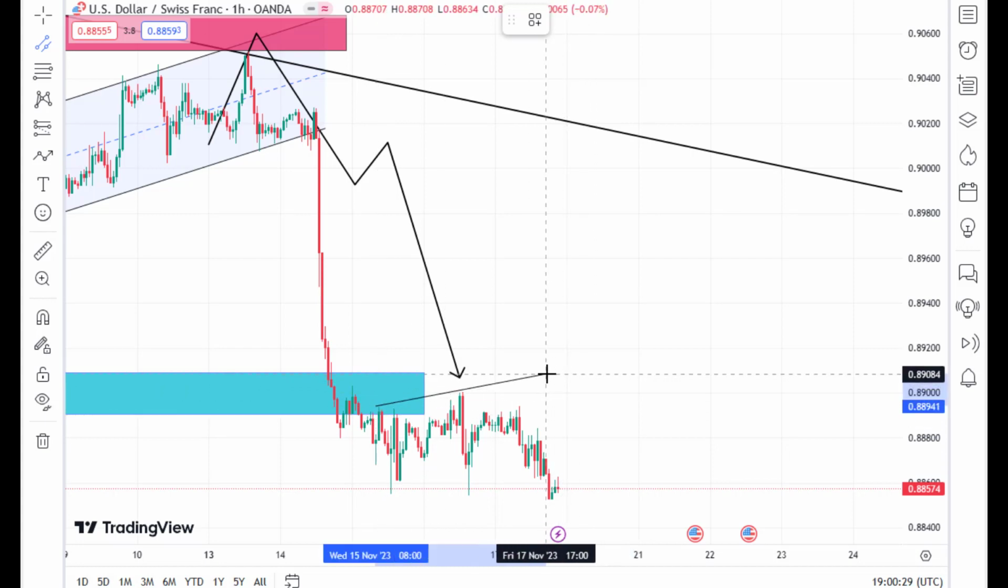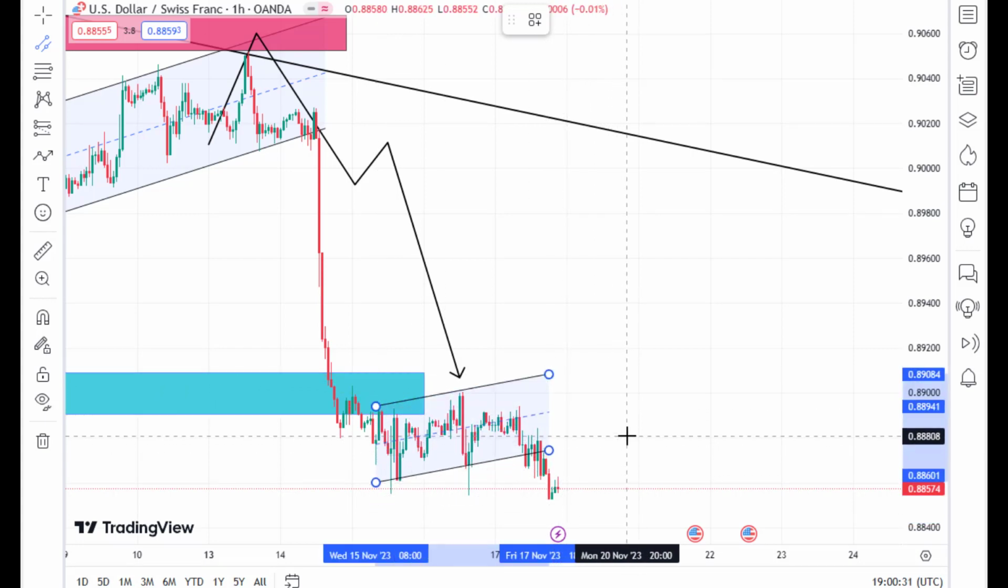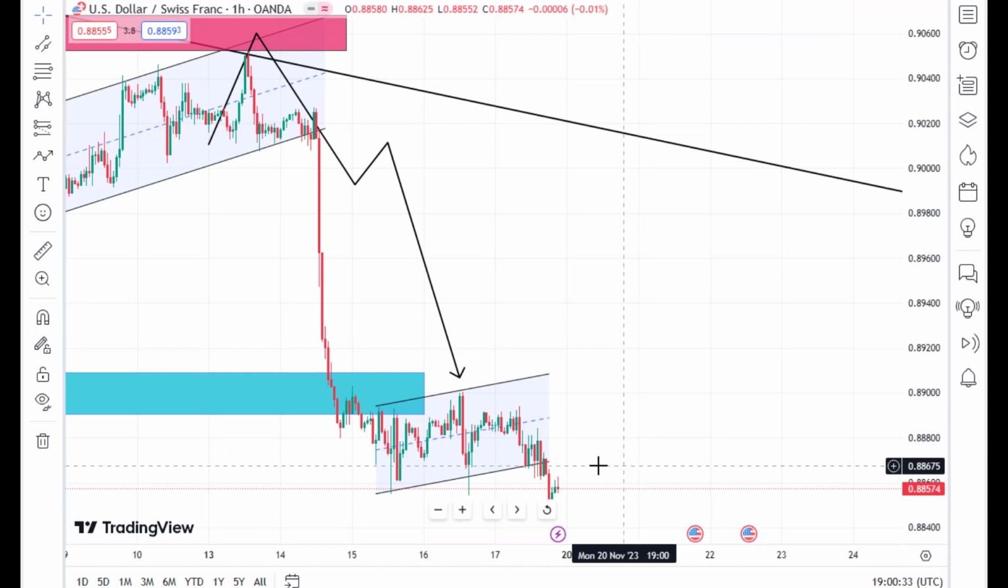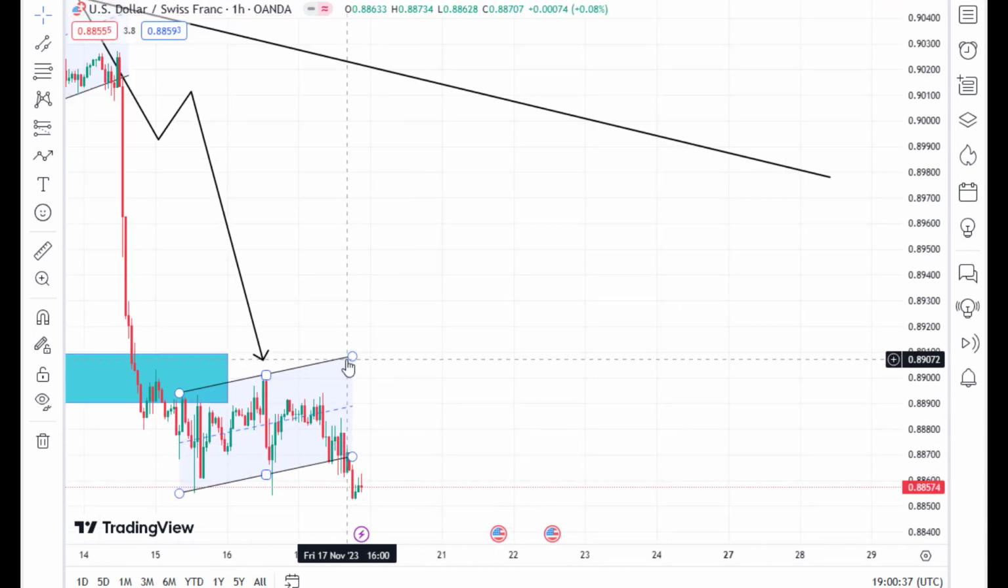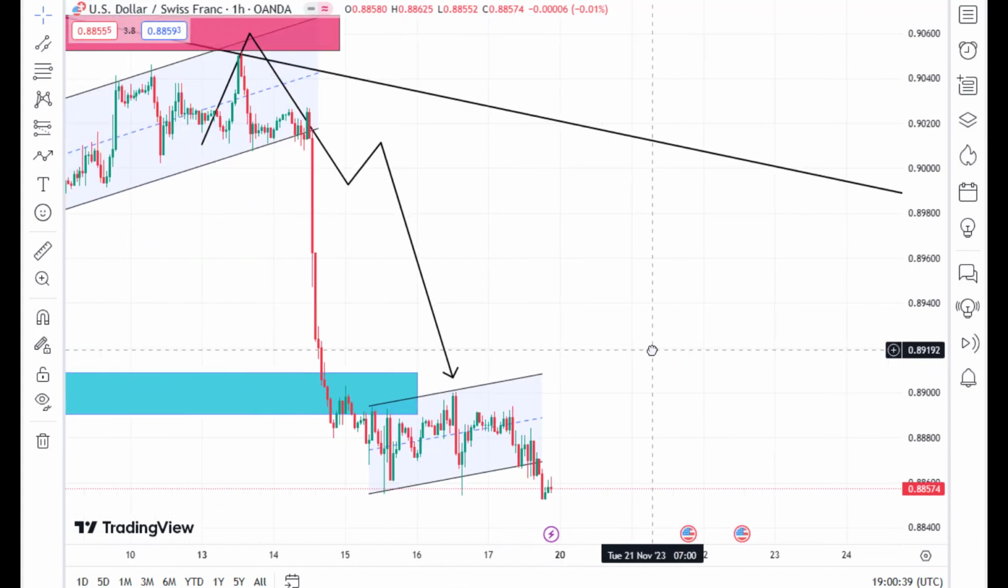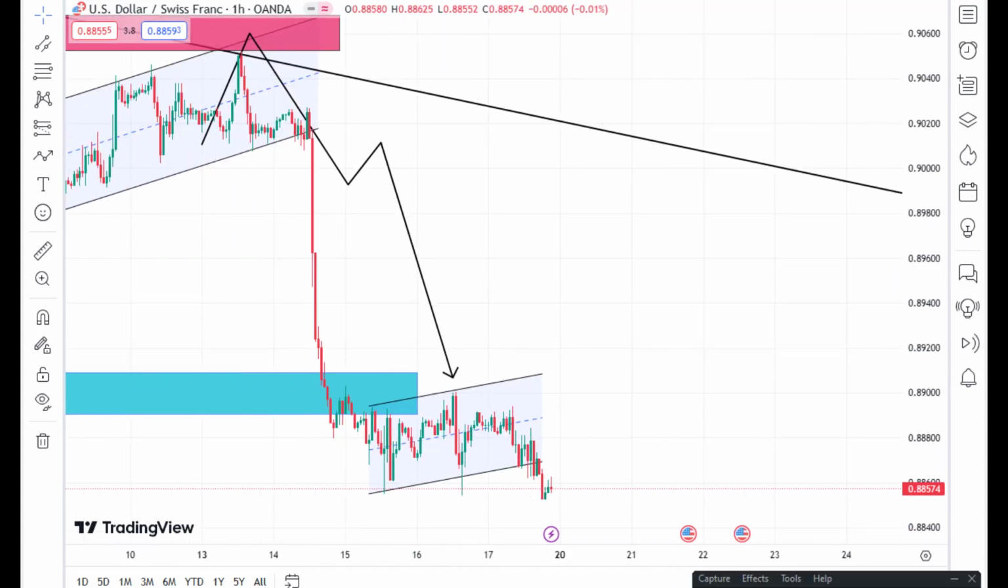Okay, so think something like this, right? Then we're looking for sells here, waiting for price to come back at the top of this, and then we are looking for further sells and all of that.